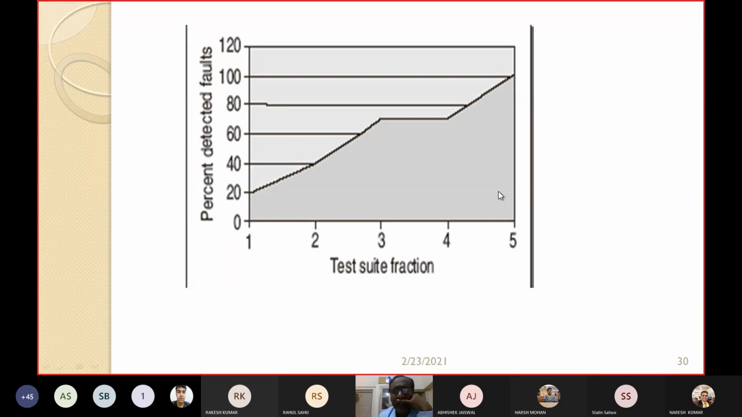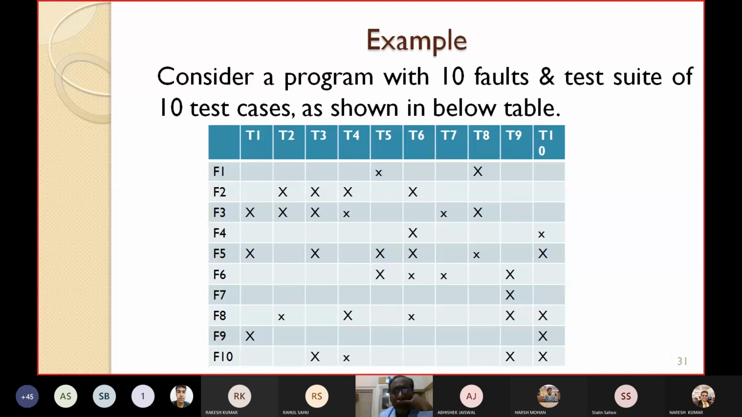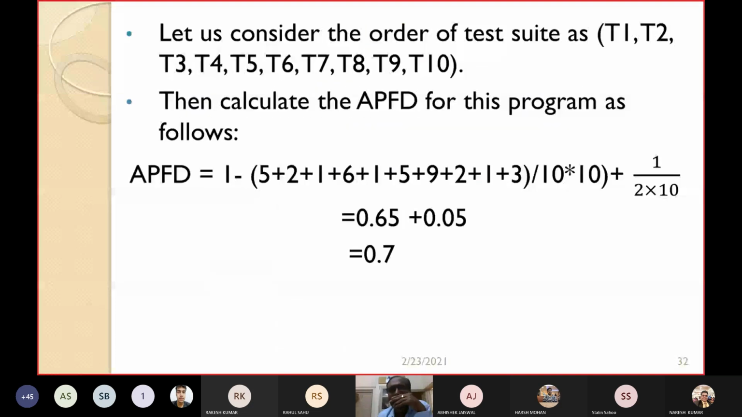T1 identifies faults F3, F5, F9. T2 detects faults F2, F3, and F5, and so on. Now I have the test cases, and this order is a normal set: T1, T2, T3. This is the order. Now I have to calculate the efficiency of this test suite. Perhaps I have not used any prioritization technique; the test cases are in the same order I have written. So how do I compute the FFD?